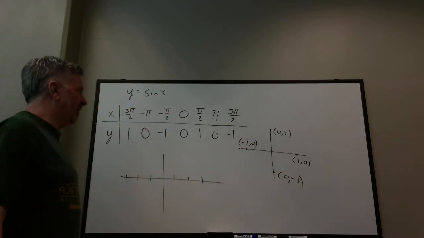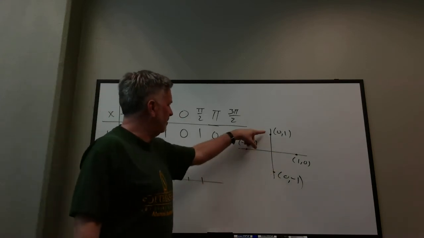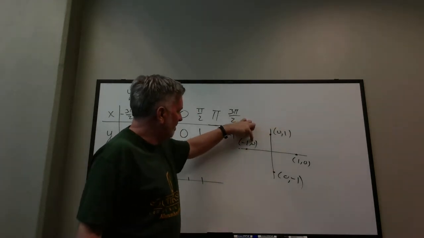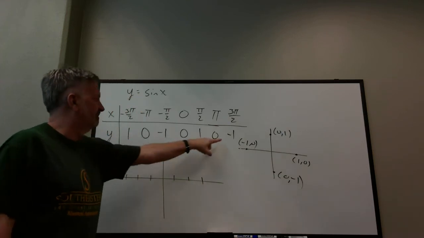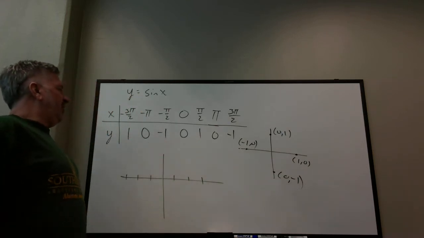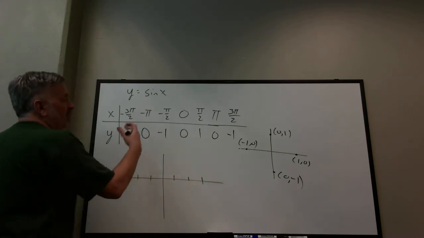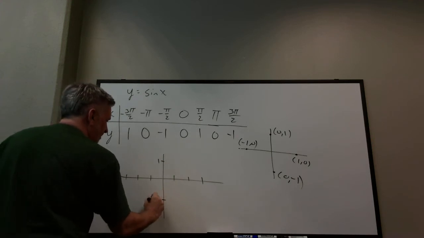Again, I could have kept going. Now, notice the pattern. I started at negative 3 pi over 2, which was here. Notice I'm just going around this way: 1, 0, minus 1, 0, 1, 0, minus 1. That's what I did. Now let's plot these points. So my y values, again, this isn't a complete picture, but from what I have, it looks like the values are only going from minus 1 to 1.